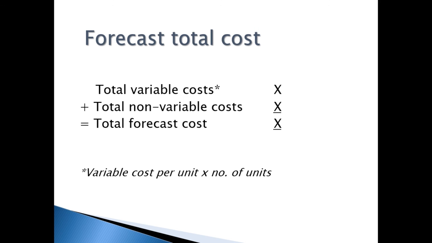Right, once we know what the variable and non-variable costs are, we can use them to forecast costs for any level of activity. You take the variable cost from the variable cost per unit times the number of units, and you add the total non-variable costs, which are always going to be the same for each scenario, and that will give you the total cost.